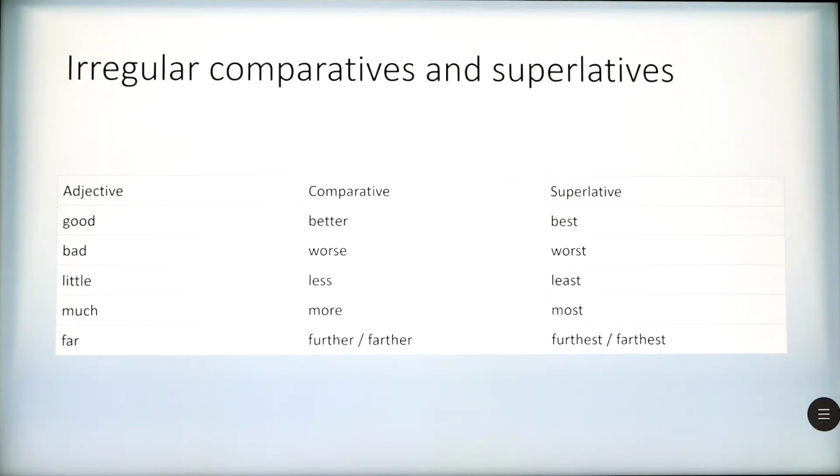Irregular comparatives and superlatives. These very common adjectives have completely irregular comparative and superlative forms. We see examples of irregular adjectives. Good changes into better and best. Bad, we change it into worse and worst. Little, less, least. Much, more, most. Far, further or farther; furthest or farthest.